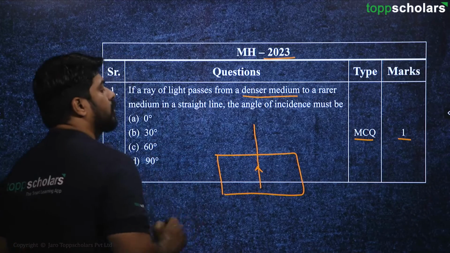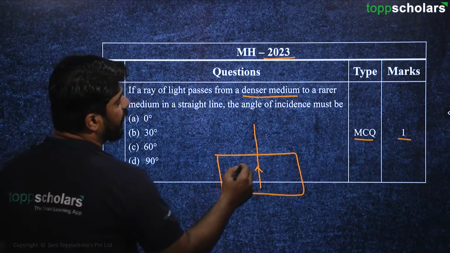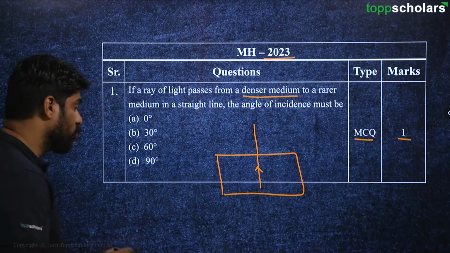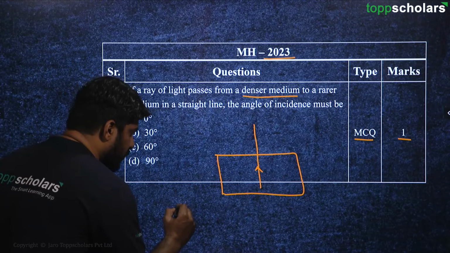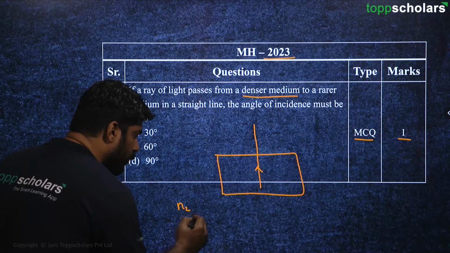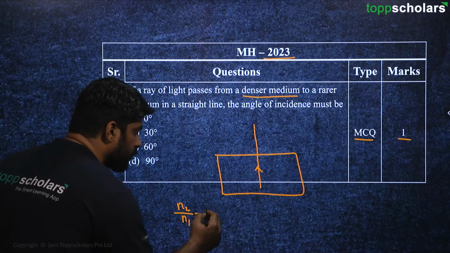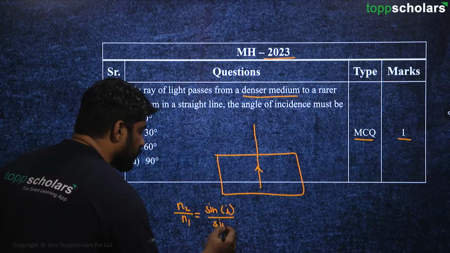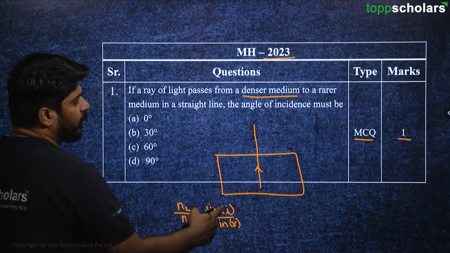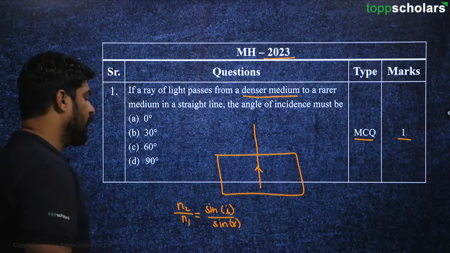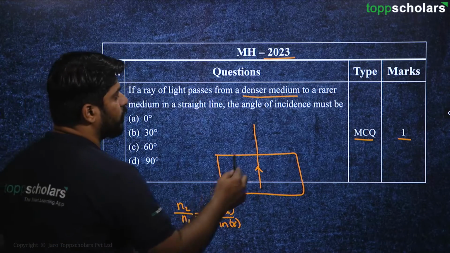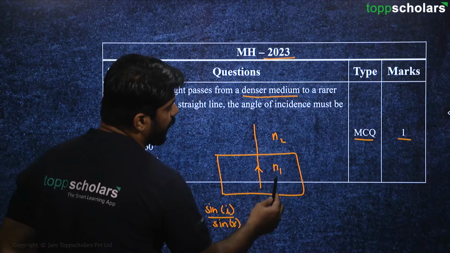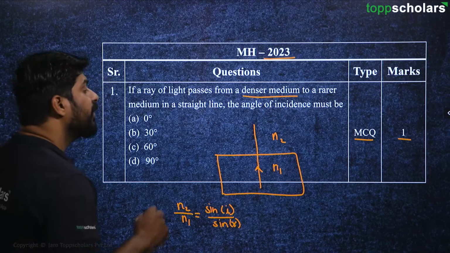Somewhat like this. So in this case, definitely the angle of incidence has to be 0 degree according to Snell's law. Snell's law states that N2 upon N1 is equal to sine I upon sine R. This is angle of incidence I, angle of refraction R. N2 is the refractive index of the second medium. Here glass is the medium 1, so N1 is the refractive index of medium 1.